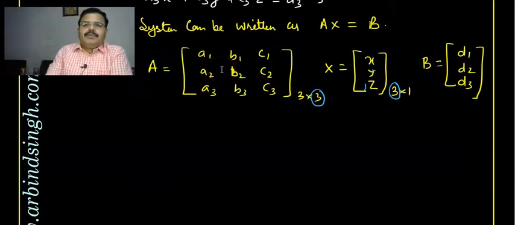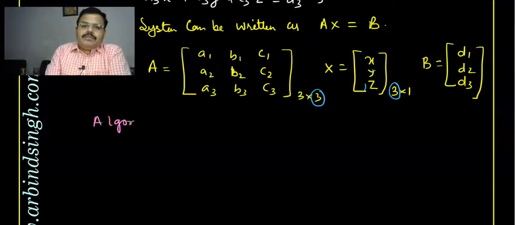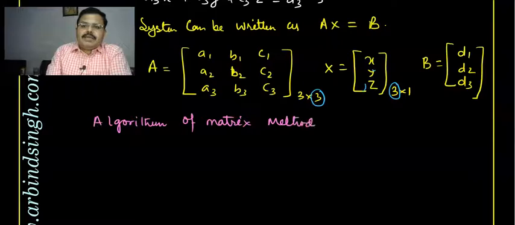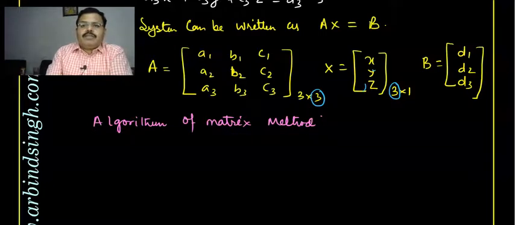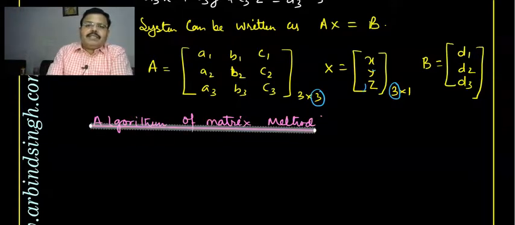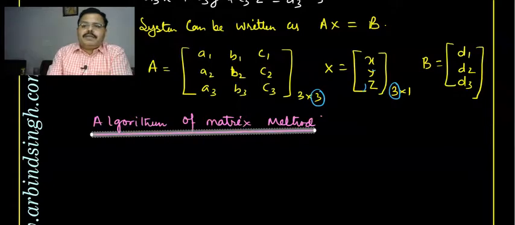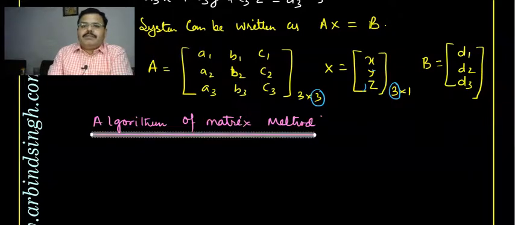Now we have to find the algorithm of the matrix method. Later on we will solve it, but let us write the algorithm of the matrix method first. The system of course can be written like this, but whether a solution will exist, or how many solutions there will be, all depends on the determinant of A. So we have to discuss this algorithm so that we can learn about it.